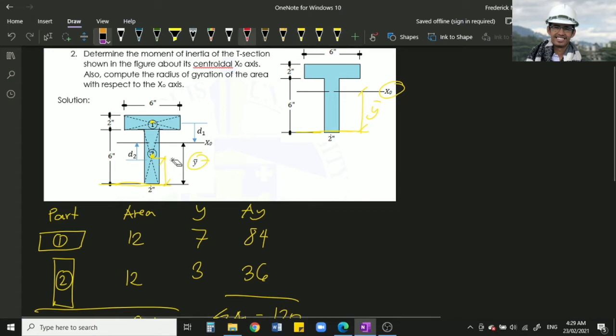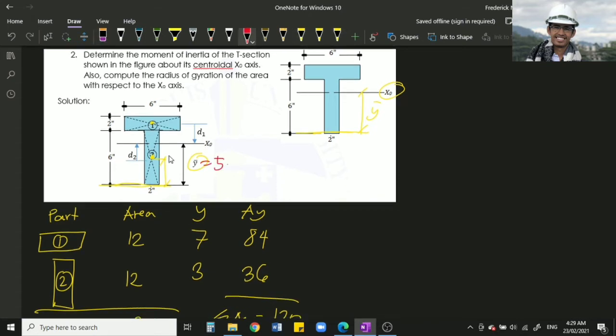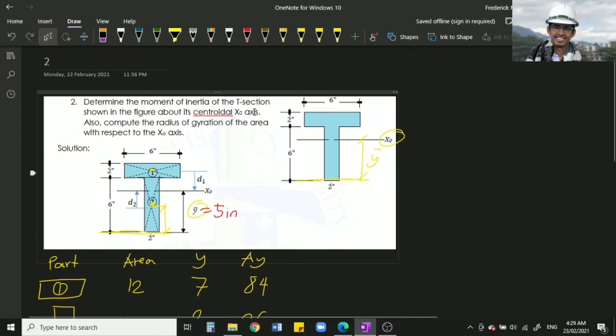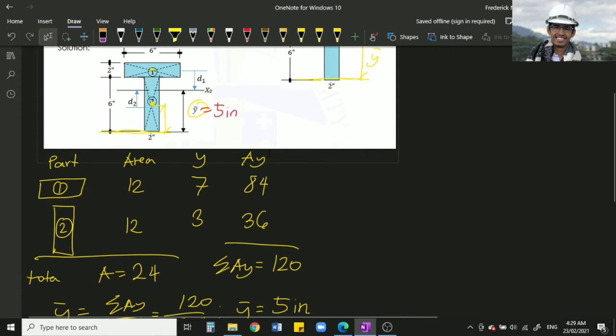So, para mas clear, gamitin natin yung red. So, this is equal to 5 inches. Okay? So, alam na natin yung location ng centroidal XO axis natin. Makakompute na natin yung moment of inertia natin. So, first is kunin muna natin yung moment of inertia ng bawat parts. Okay? So, IX. Naka-inch raised to 4 ito, no?